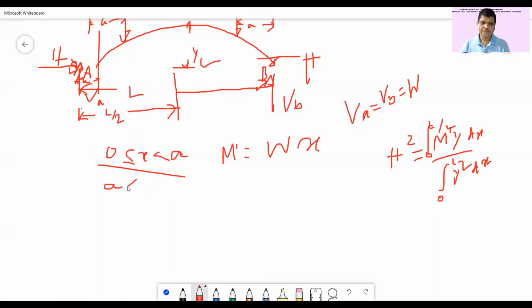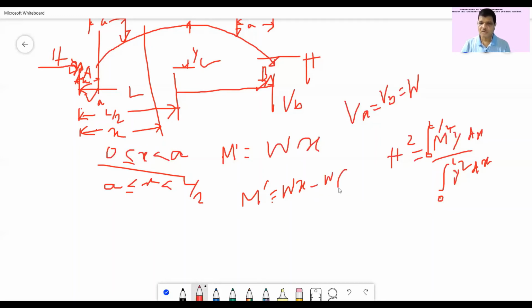Now a to L by 2. If you take this as your condition, what is M dash? You take a section here. This is your x now, from the support to here is x. So what is this bending moment? The bending moment is equal to W into x, vertically upwards, which gives a clockwise moment, minus again W into x minus a. If you expand this, it comes to W into.